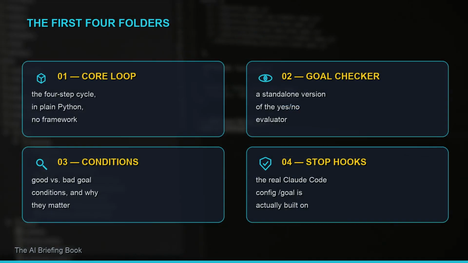Folder 1 strips the agent loop down to plain Python. Folder 2 pulls out just the checker, the yes-no evaluator, on its own. Folder 3 is a cookbook of good and bad conditions. And Folder 4 has the real Claude Code hook configuration that /goal is quietly built on top of. Let's start with the loop itself.